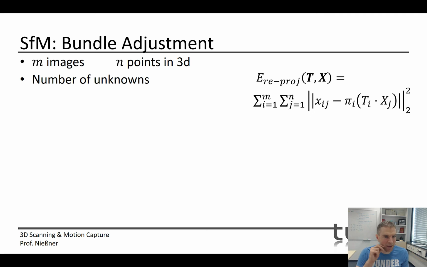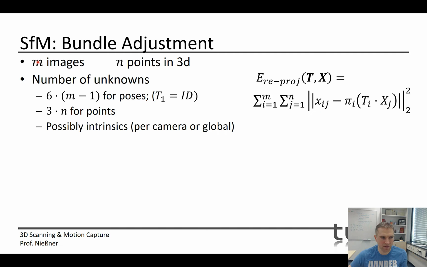So again, we have m images and we have n points in 3D. This is the energy function that we want to minimize. And I want to talk a little bit about the number of unknowns. This is important because every time you're talking about energy functionals like these ones, you want to ask: how many unknowns do we have and how many constraints do we have? Basically residuals versus unknowns, right? Okay, so let's talk about the number of unknowns.